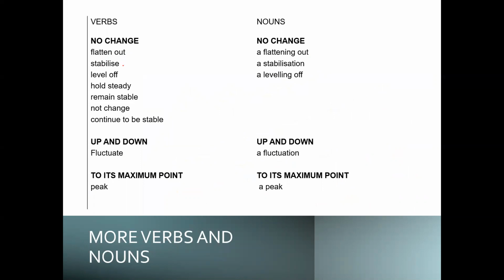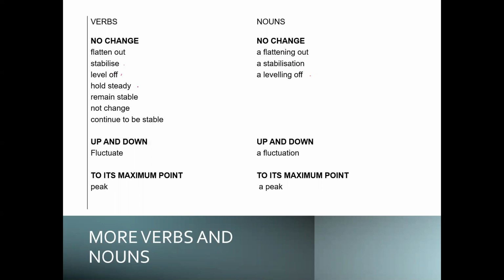Lalu kalau di sini ada verb-nya itu adalah stabilize, berarti di sini tambahkan ion menjadi stabilization as the noun. Level off akan sama dengan leveling off. Oke. Nah, level off itu sama dengan stabil-stabil aja. Kenapa kok dia level off? Karena dia nggak naik turun. Kalau turun level berarti dia decrease. Kalau naik level berarti increase gitu ya.